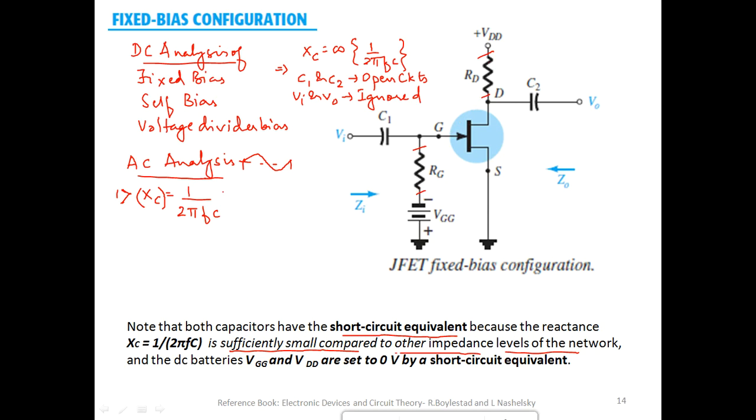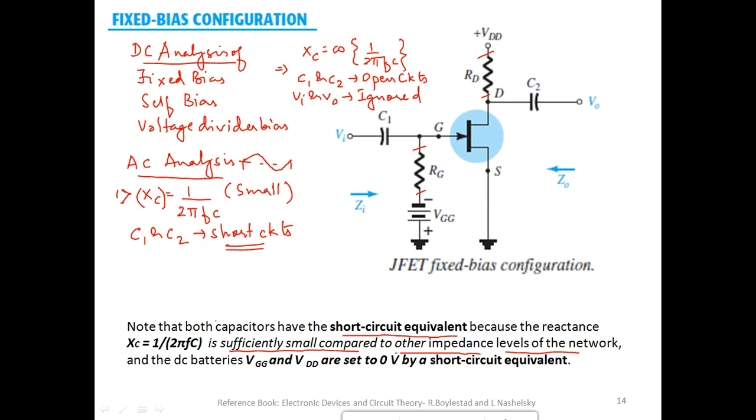Because of which we assume that C1 and C2 behave as short circuits. So this is exactly the opposite of what we used to do in the case of DC analysis. So in AC analysis, assume the capacitors as short circuits.